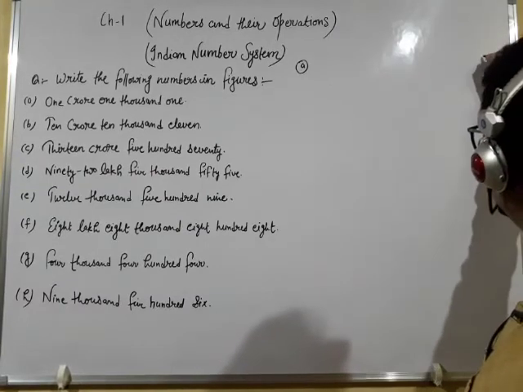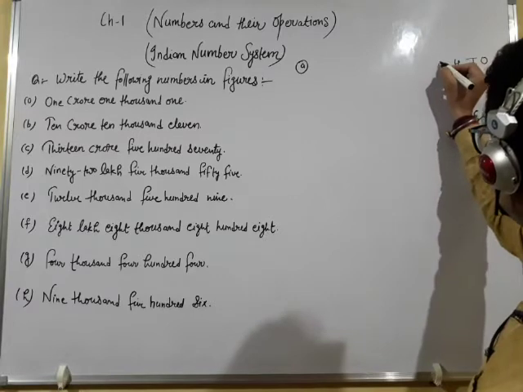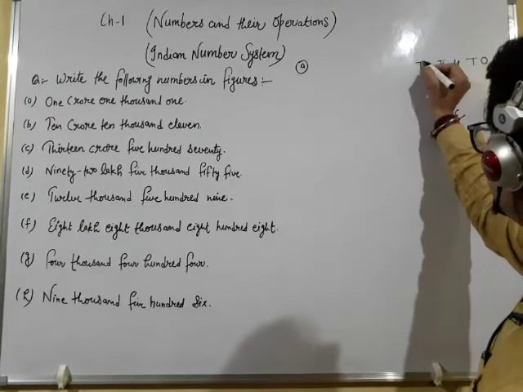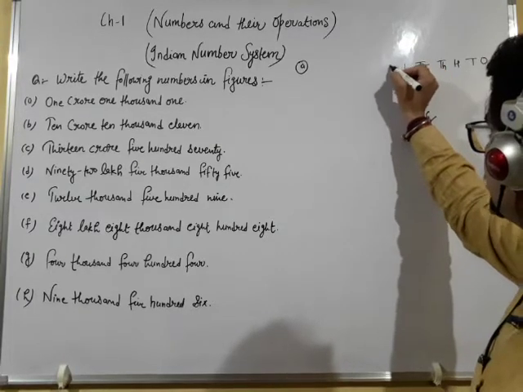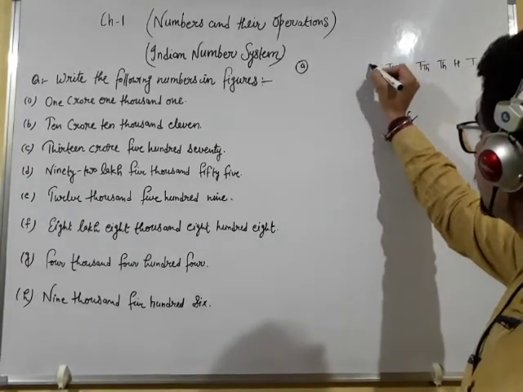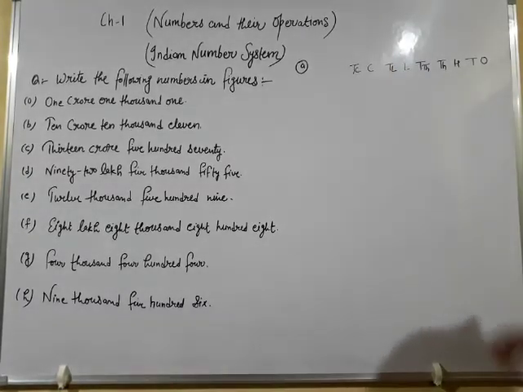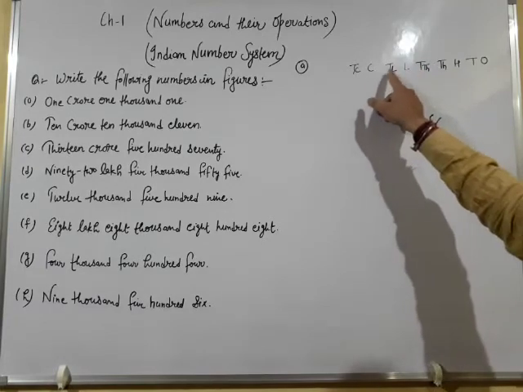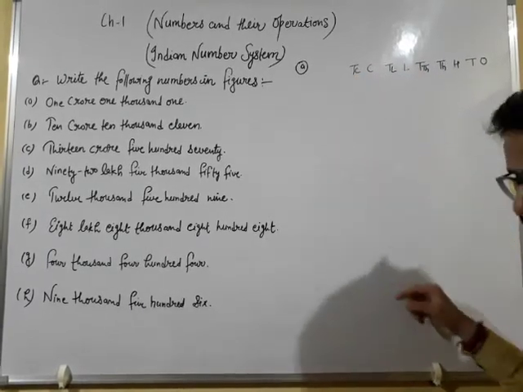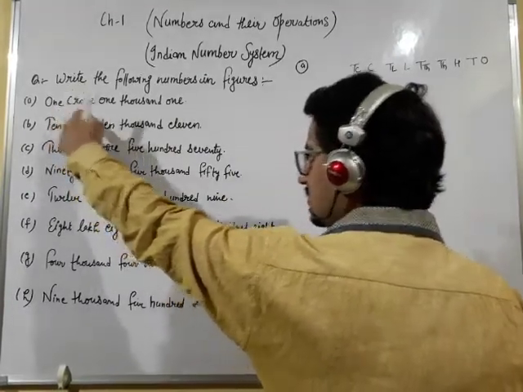You have to write ones, tens, hundreds, thousand, 10,000, lakhs, 10 lakhs, crores, and 10 crores. Read again: ones, tens, hundreds, thousand, 10,000, lakhs, 10 lakhs, crore, 10 crores. And you have to go up to crores. And how many crores? 1 crore.